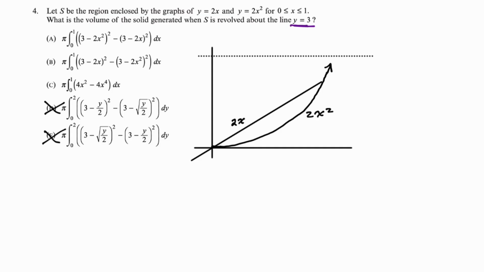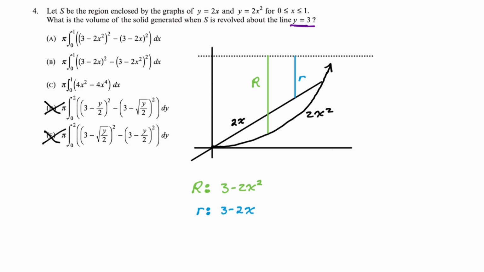So we have this. You're going to get a big radius when you rotate, right? Because that's the farthest you can get from the axis and still stay in the region. And you will also get a small radius when you rotate. So now we just need to figure out the big radius and the small radius. The big radius, we're going to do top take away bottom, so 3 minus 2x squared. The small radius, we're going to do top take away bottom, so 3 minus 2x.